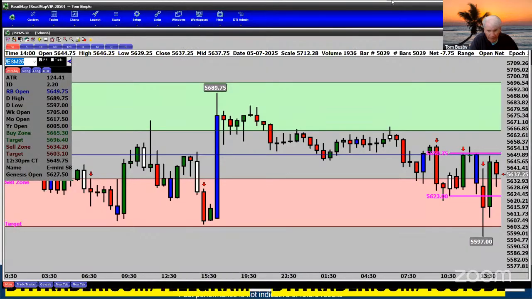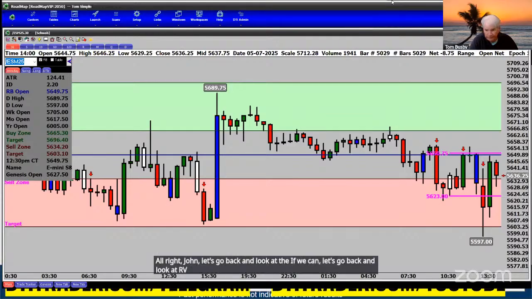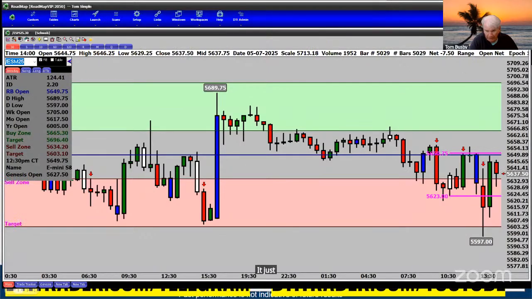All right, Jonathan, let's go back and look at the RB Trader. This is such a great feature I've come up with. It just simplifies the whole process.